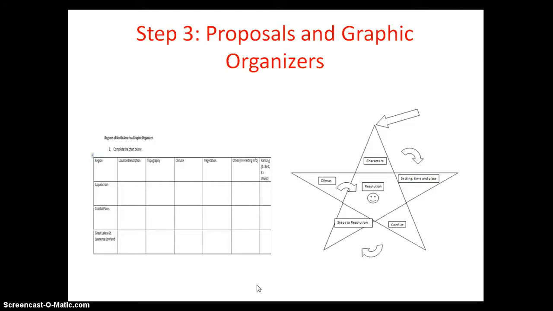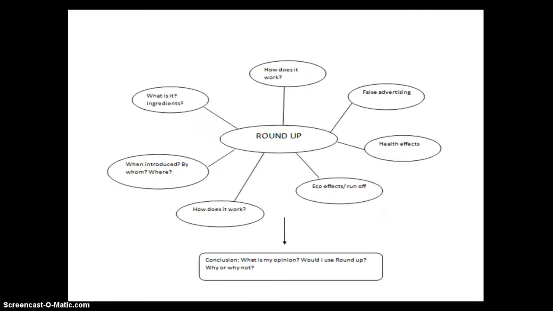So it might be a pretty specific chart where you compare the regions of North America, comparing their topography, climate, and vegetation and ranking them. And then it could be something like a star diagram, a story star, in which for each of the parts of the star, you would describe the characters, the setting, the conflict, and so forth.